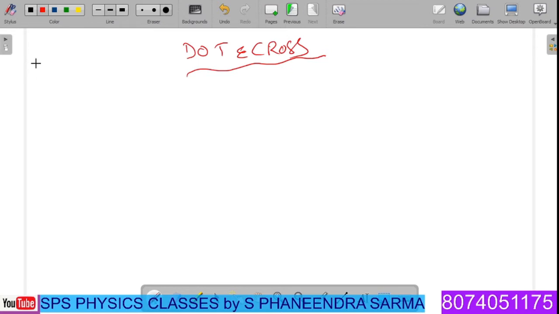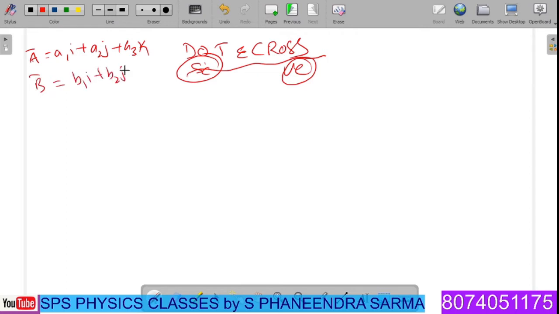and as well as cross product. To deal with dot and cross products, the dot product is called the scalar product, and the cross product is also called the vector product. Okay, basically we'll consider two vectors: a bar equal to a1 i plus a2 j plus a3 k, and b bar equal to b1 i plus b2 j plus b3 k.